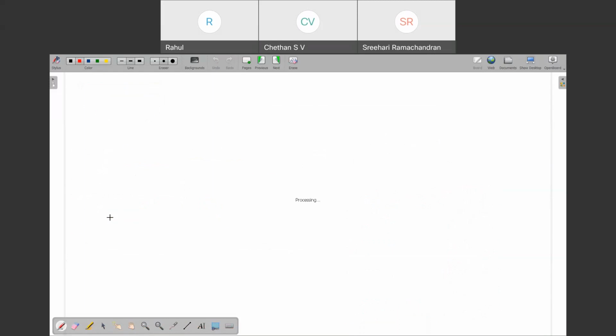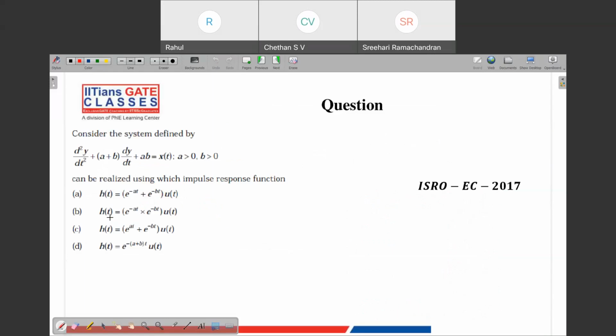Go to the next slide. Now we have a question here. We have been given a system which is in differential equation format, and we need to find out what will be the impulse response of this kind of system. One way to find the impulse response is to solve this in time domain, but we are not going to use it. That is going to be very lengthy. We are going to use the Laplace. So let's take this equation and calculate the Laplace.